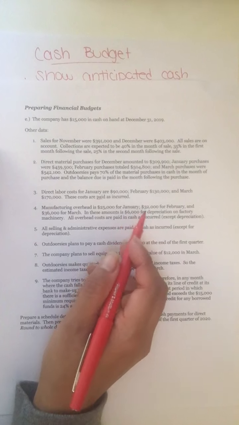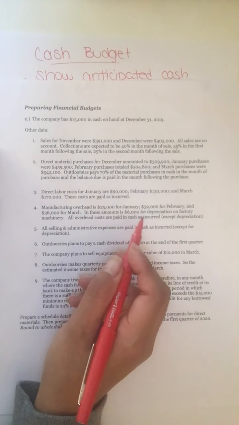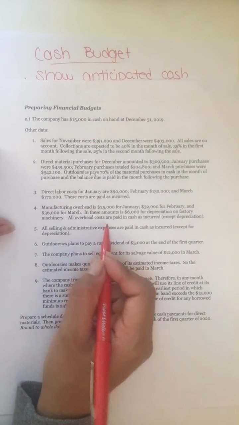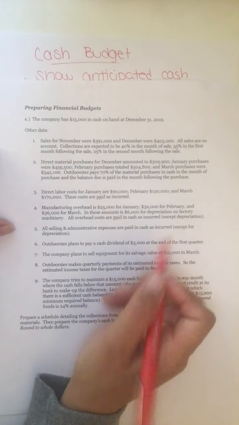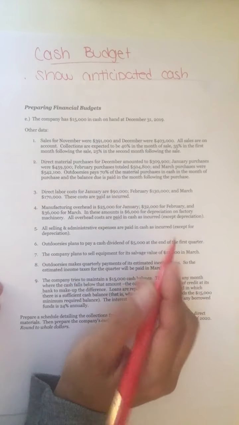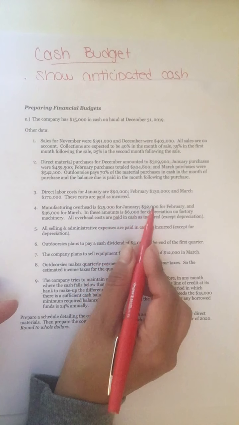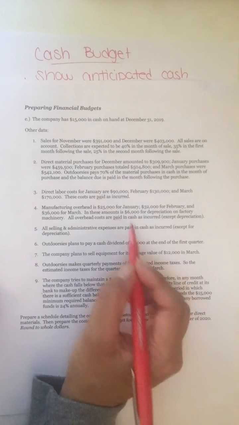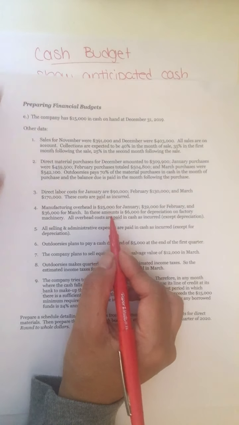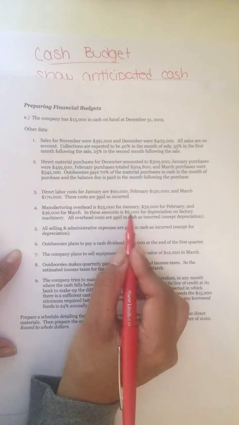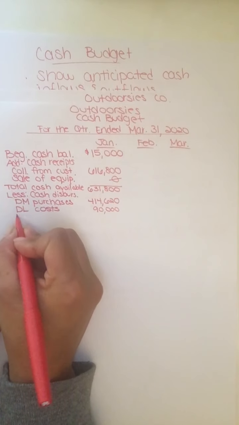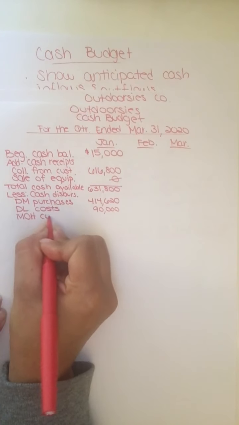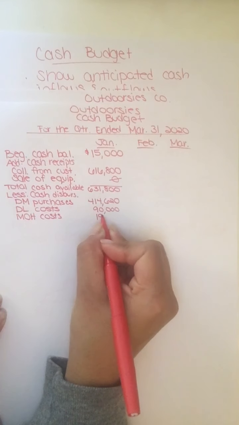MO is $25,000 for January. These amounts include depreciation. All overhead costs are paid, except for depreciation, of course. We know that. So you're going to need to back out that depreciation from each one of those months. So that gives us MO costs that are paid in cash of $19,000. MO costs, $19,000.